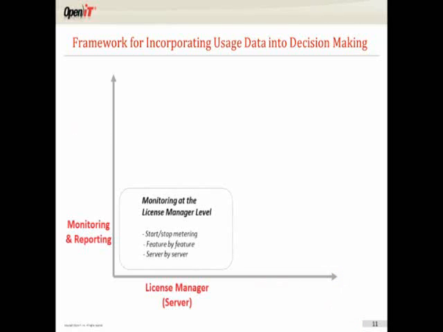Starting in the lower quadrant, if you will, if we're just going to do monitoring and reporting of licenses at a license manager level, then you'll see things like stop and start metering and feature by feature reports and server by server reports. All of these things are basically designed to answer a simple question and an important question. And that question is, what is the difference between the number of licenses that the company has purchased and the number of licenses that are actually being checked out on these license manager servers.